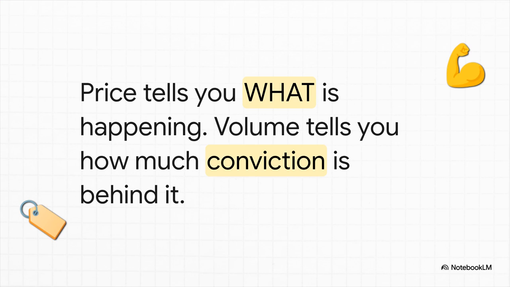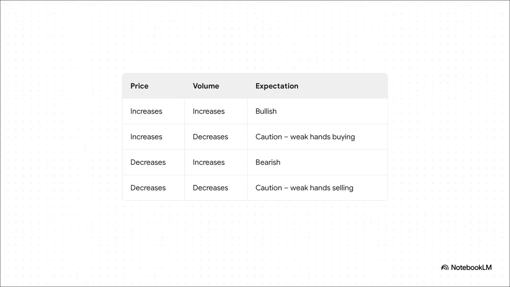But the volume tells you how much conviction is behind that move. When you see a huge spike in volume, it's like a giant flashing sign that the smart money, we're talking big institutions, is getting involved. That's a big deal. This table right here is basically your cheat sheet.